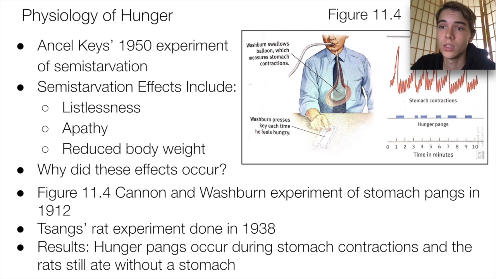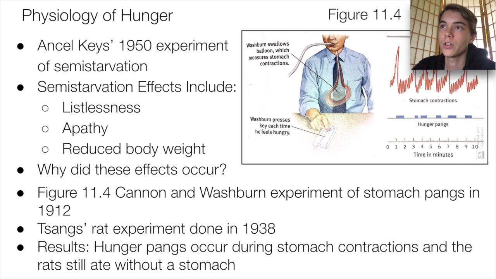So now let's move on to figure 11.4, which is Cannon and Washburn's experiment of stomach pangs. So in this experiment, Washburn was required to swallow a balloon which was attached to a recording device. The balloon would inflate in his stomach and then transmit his stomach contractions.